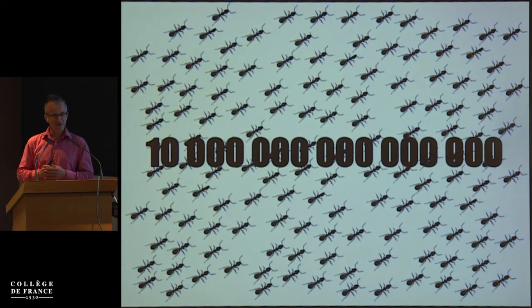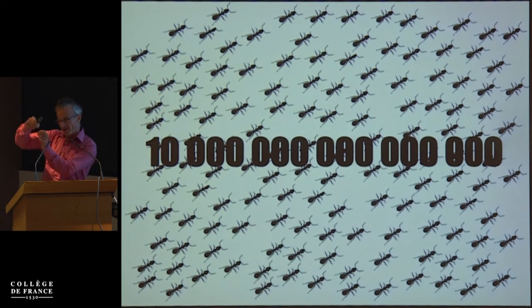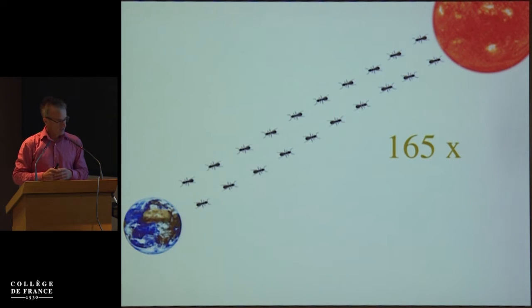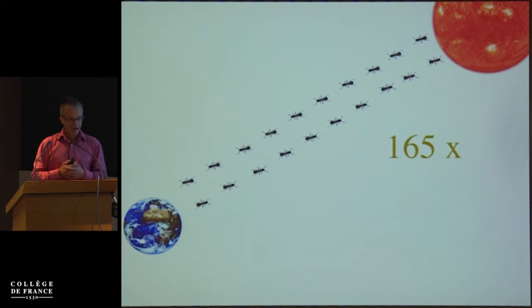So it's a bit of an abstract number, so how to make it visible? If you take all the ants and put them one in front of the other, the ants are small, but you can go 165 times to the sun and back. So that gives you an idea about the number of ants on Earth. It means there are many ants on Earth, and so it's a huge biomass.